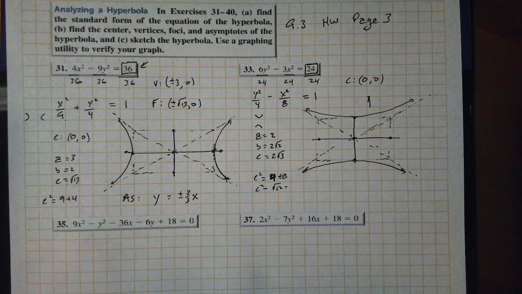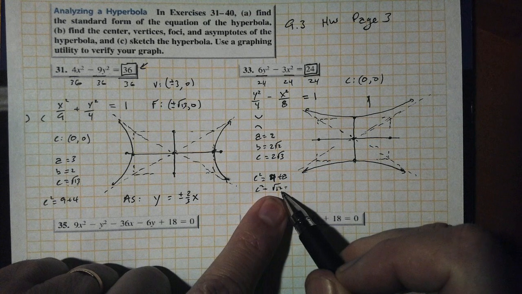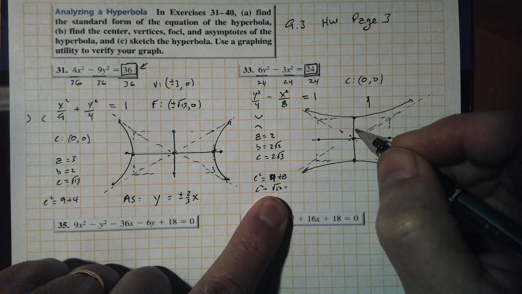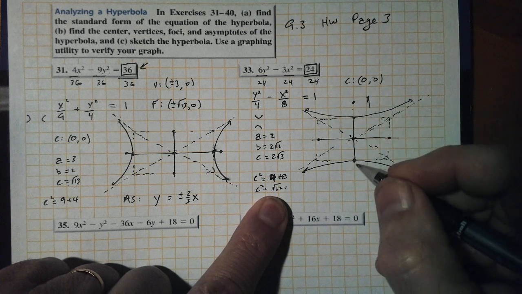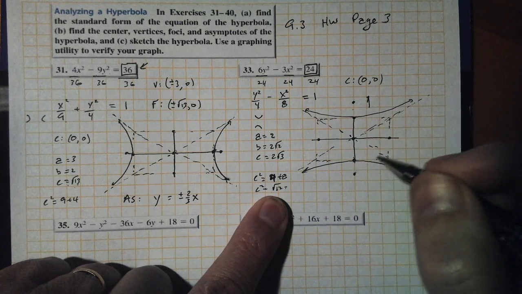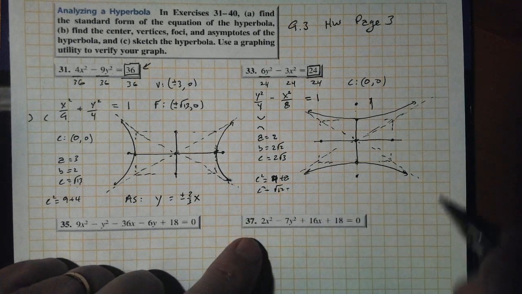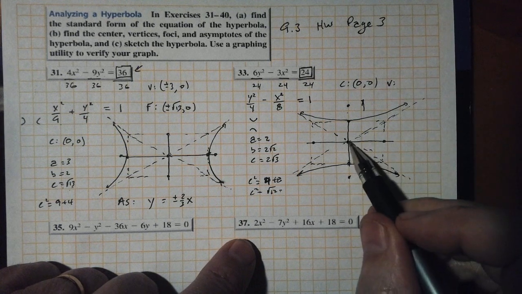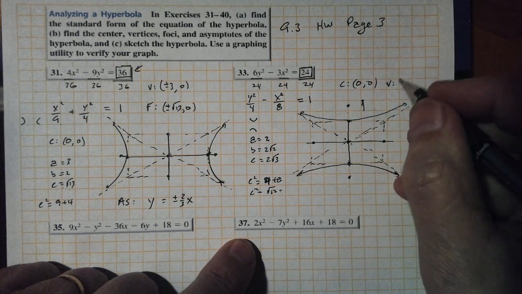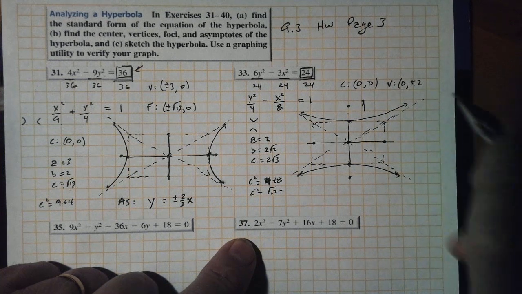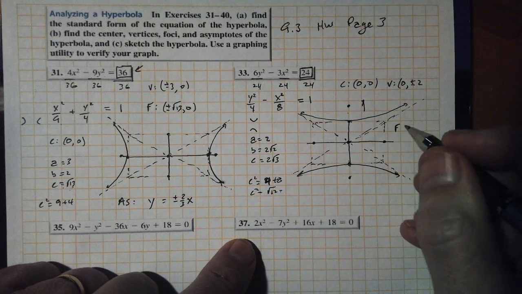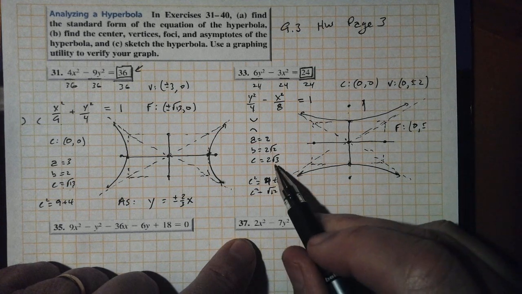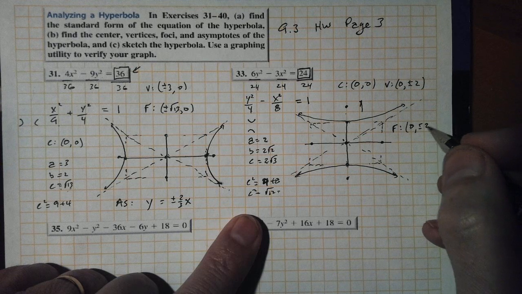And then our foci are up and down square root of 12. That's between 3 and 4. Okay, so let's see, didn't leave myself a lot of room. I'm going to put the vertices up here. The vertices are up and down 2. They're not right or left, they're up or down 2. The foci are not right or left, but they are up and down 2 square root of 3.